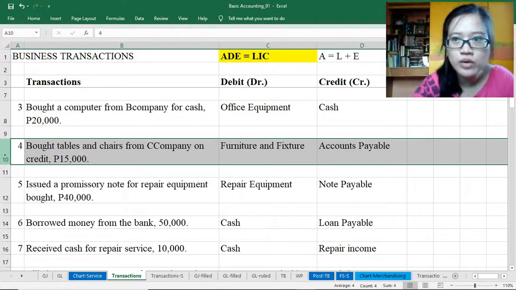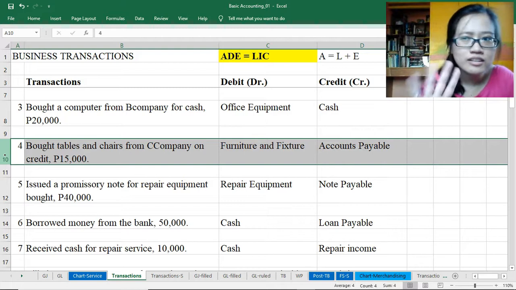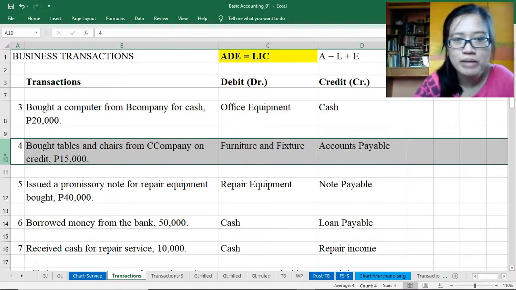On the other side of the equation, we have liabilities. Since utang muna, bought tables and chairs on credit, so nagkaroon tayo ng increase in liability. Nagkaroon kasi ng utang. Okay? And then, sa equity side, wala namang nabago. Hindi naman nagkaroon ng dagdag na puhunan si owner. Okay? So, ang affected accounts natin, asset, nagkaroon ng increase in asset. Tapos, liability, nagkaroon din ng increase in liability.